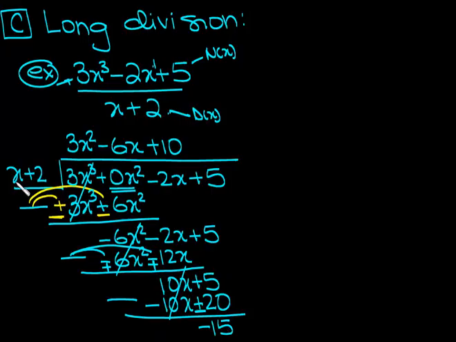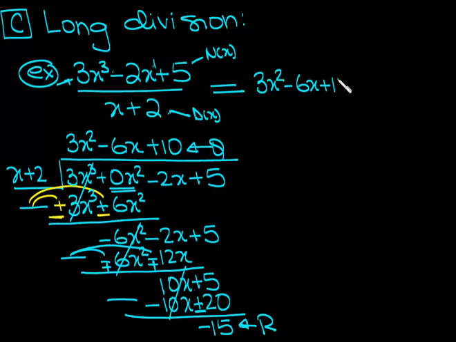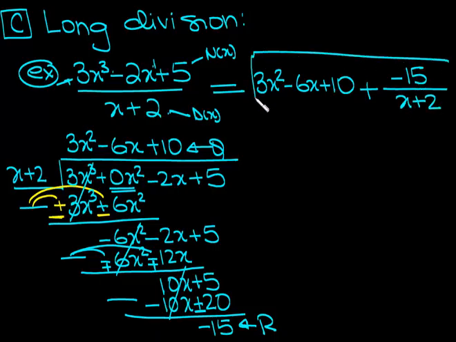Ask yourself, how many times does x go into negative 15? It cannot, because there's nothing I can multiply this x by to make it negative 15, so we are done. Whenever you cannot do the process, you're done. This is my remainder, and this is my quotient. So how do we write an answer? I write down my quotient first, which is 3x squared minus 6x plus 10, plus my remainder, which is negative 15, divided by my divisor, which is x plus 2. So there's your answer to this problem. And that's how we do long division.